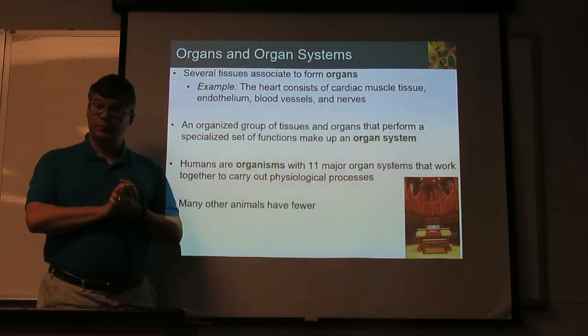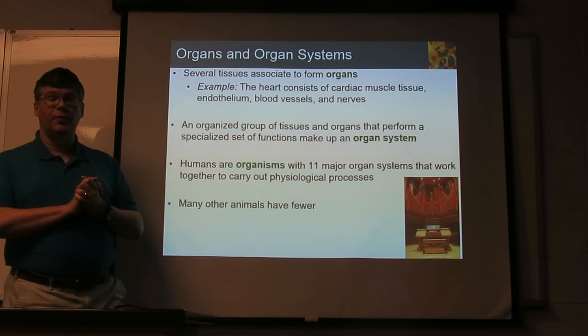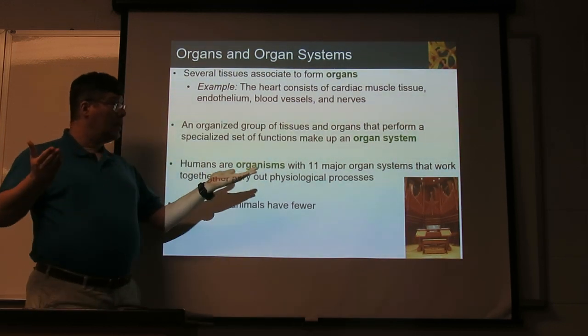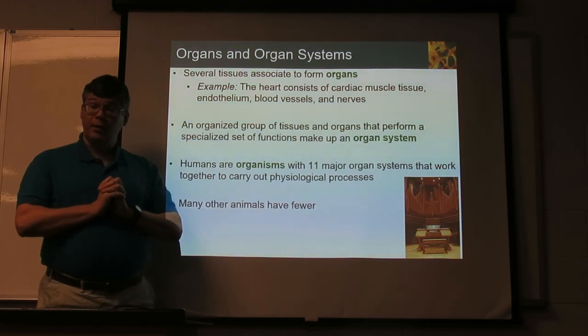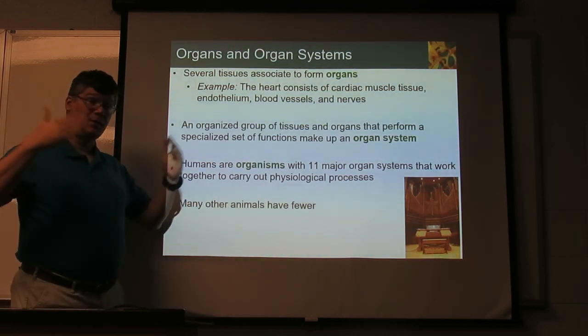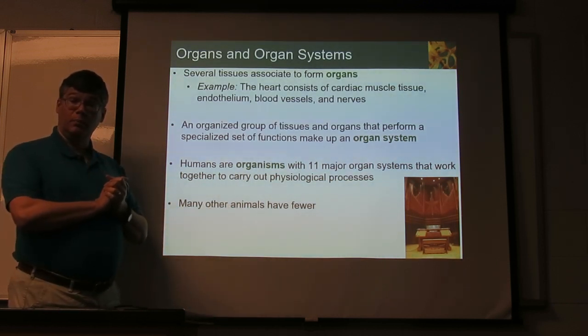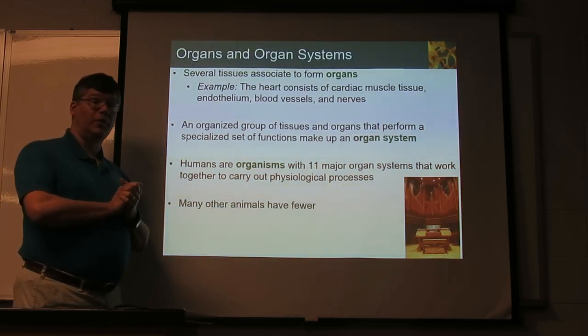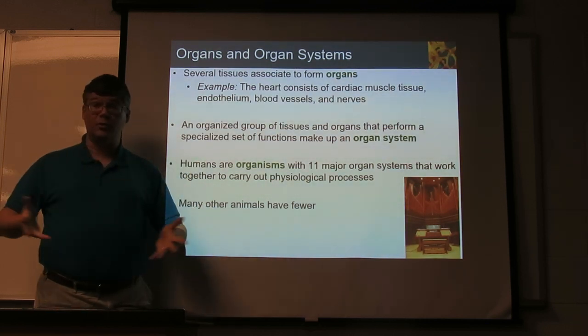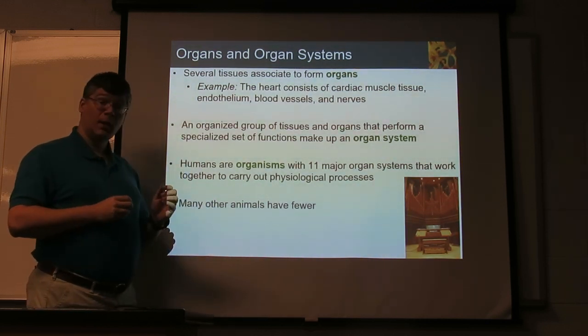So, different familiar organs, for example, the heart needs to have some muscle tissue for beating, but it also needs blood vessels supplying it with the blood both for it to pump and the blood that gives it its own supply of oxygen and food.